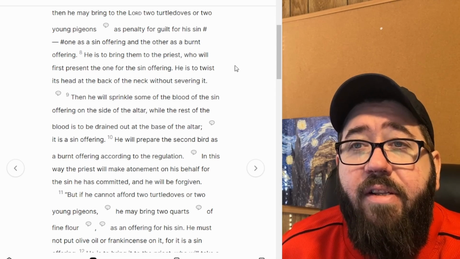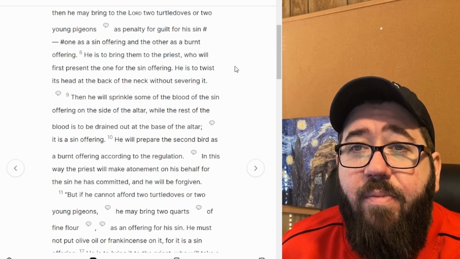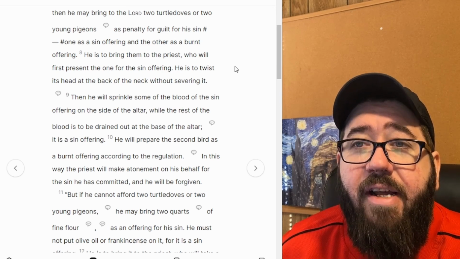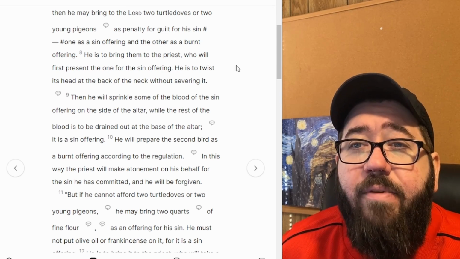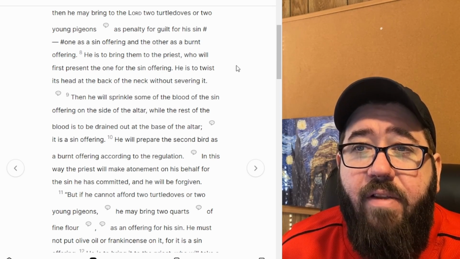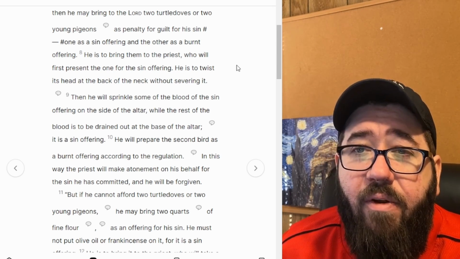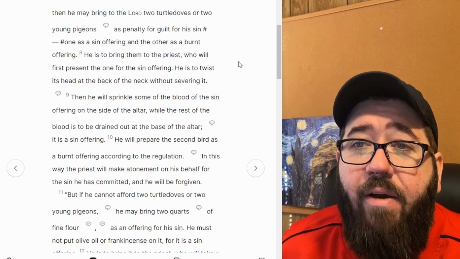As penalty for guilt for his sin, one as a sin offering and the other as a burnt offering, he is to bring them to the priest, who will first present the one for the sin offering. He is to twist its head at the back of the neck without severing it. Then he will sprinkle some of the blood of the sin offering on the side of the altar, while the rest of the blood is to be drained out at the base of the altar.